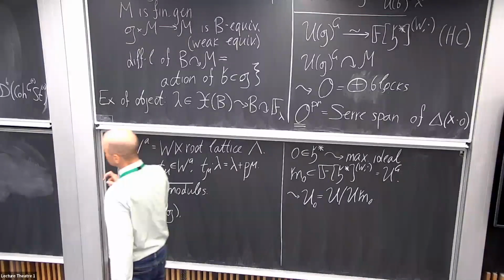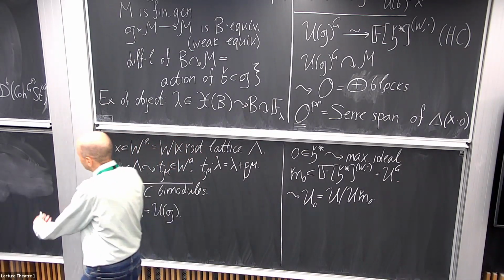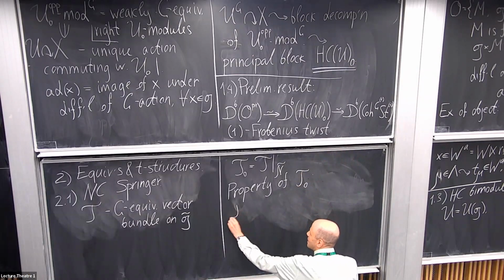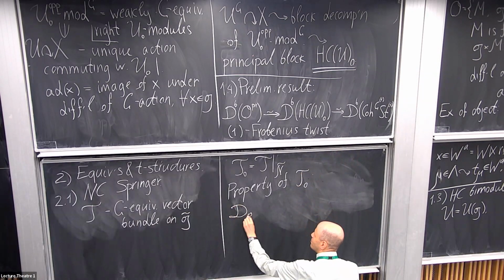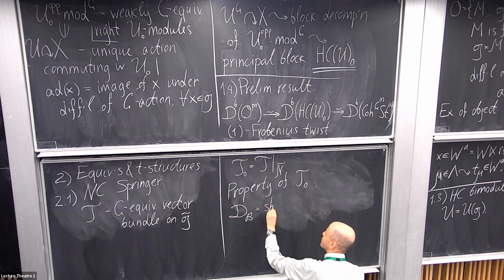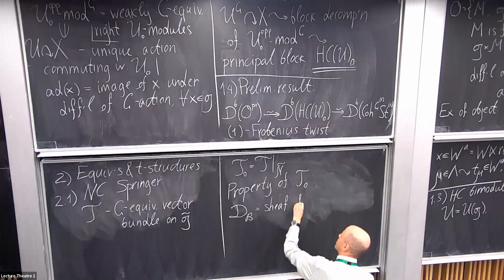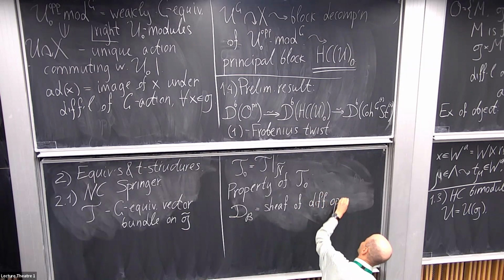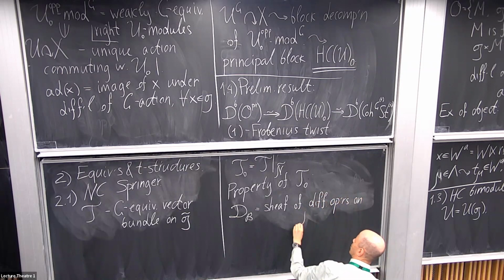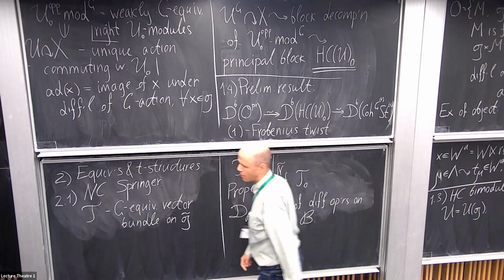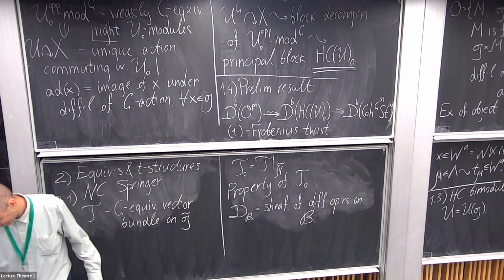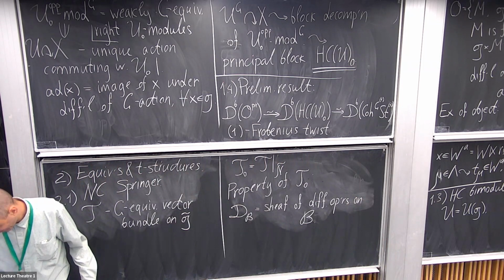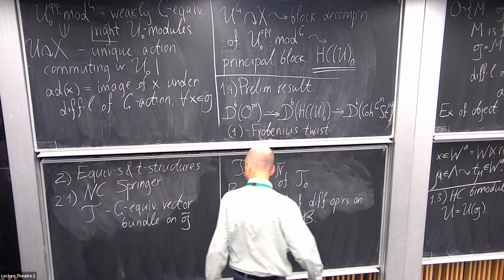And I'll start to formulate this property from somewhat afar. So let me consider the D of B. And that's going to be a sheaf of differential operators on B, the flag variety. Okay?